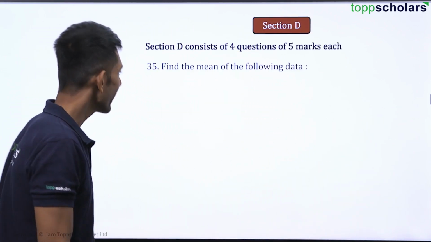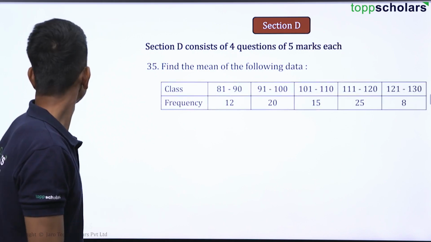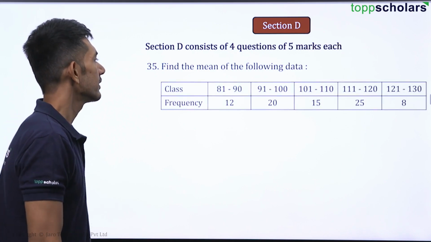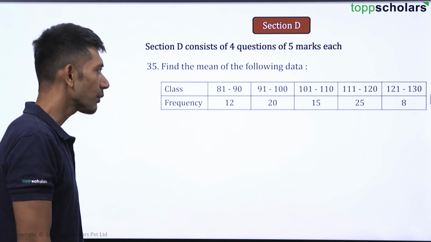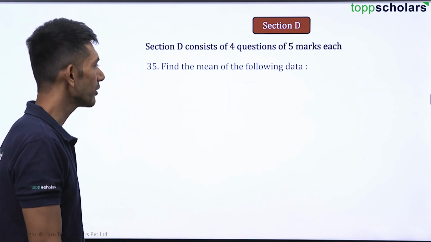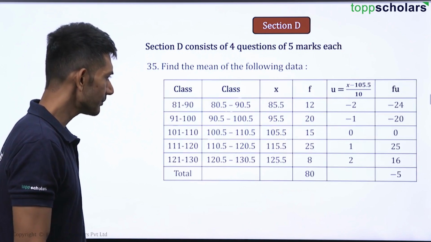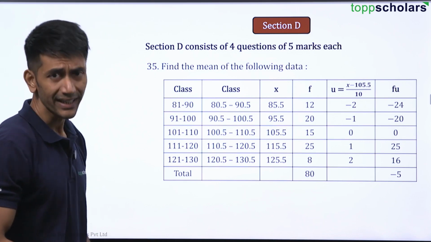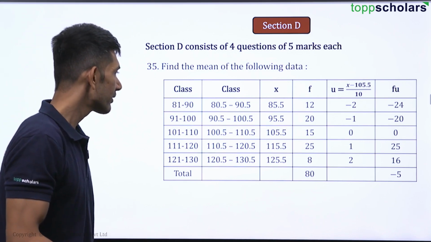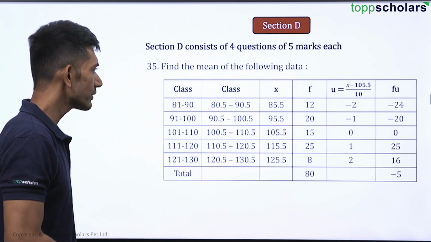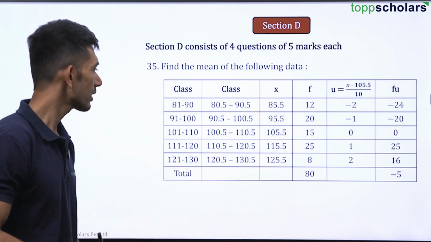It says find the mean of the following data. So the data is already given to us. The class intervals are given, the frequency is given, and we are supposed to find the mean. It's a very simple question. So again, there are multiple ways of doing this. So firstly, what we will do is, we'll try to convert the data.